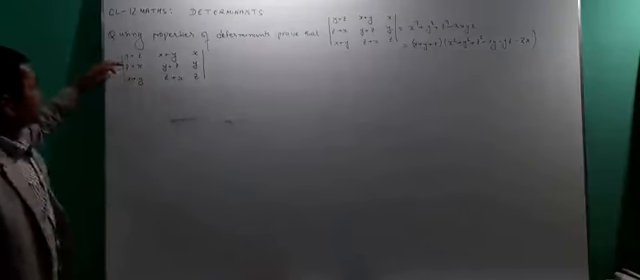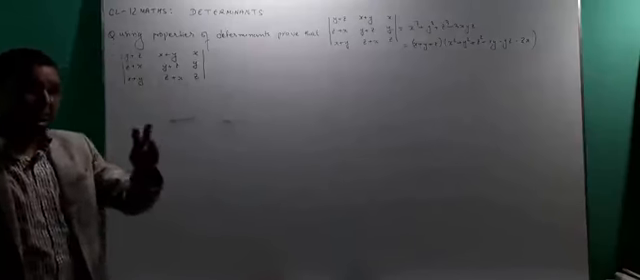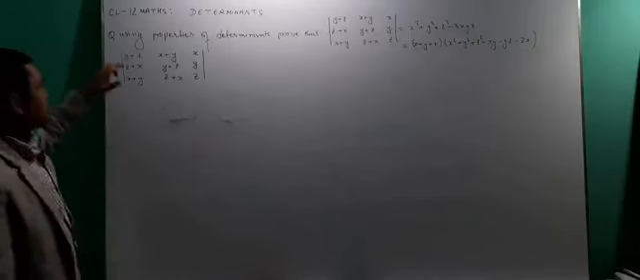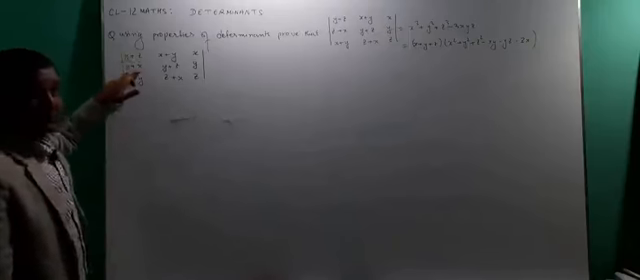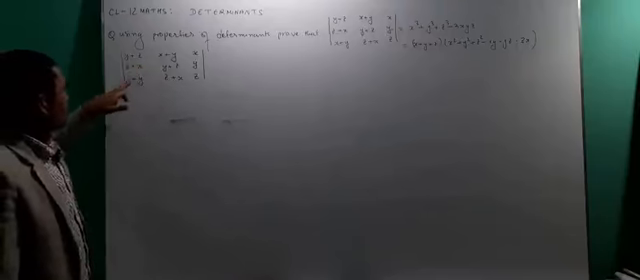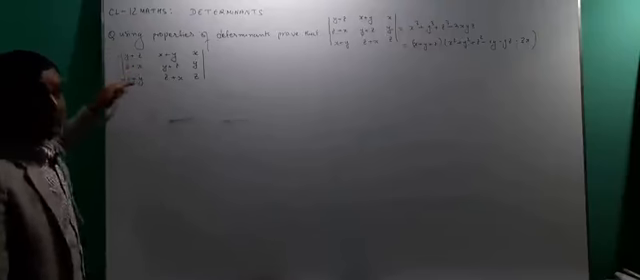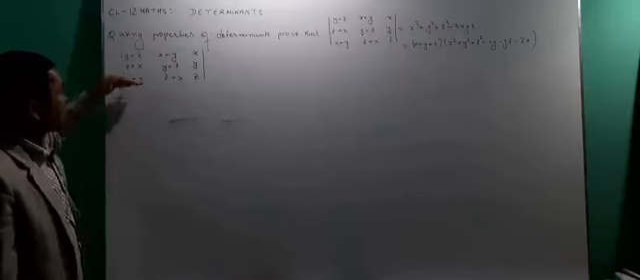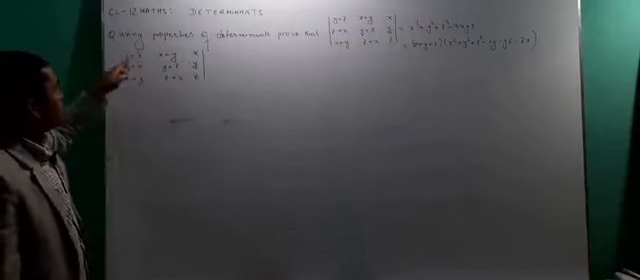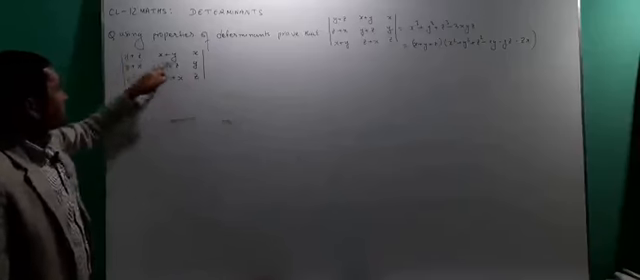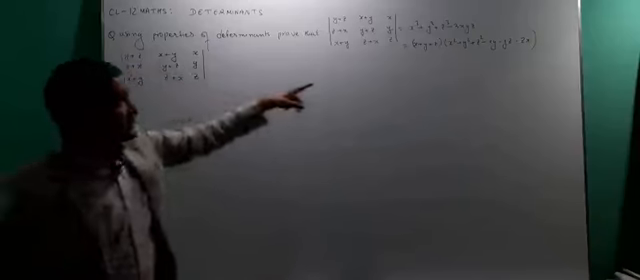Now look here, in the first column, what is there? This is a combination of three letters x, y, z. Y, z is there, x is missing. Z, x is there, y is missing. X, y is there, z is missing. If you change column 1 to column 1 plus column 3, then what will you get? x plus y plus z, x plus y plus z, x plus y plus z. That means we are getting this first factor.